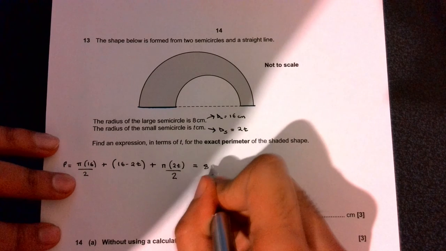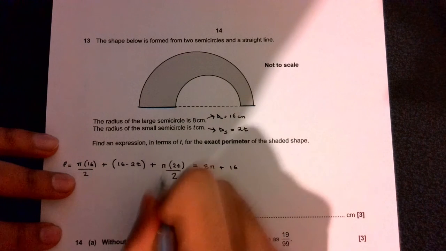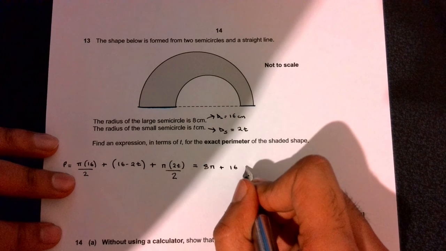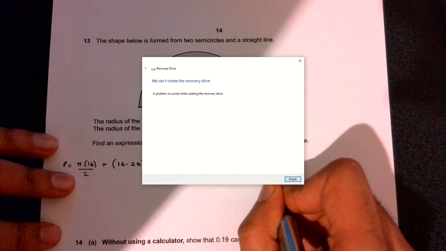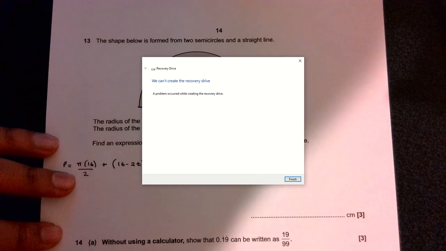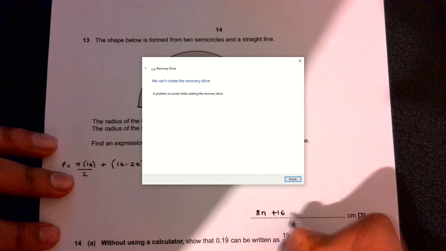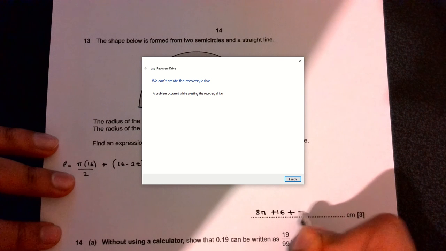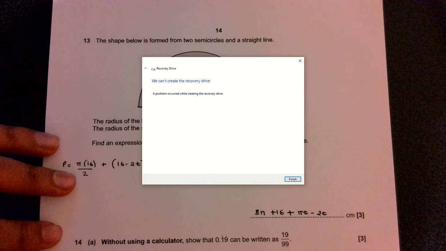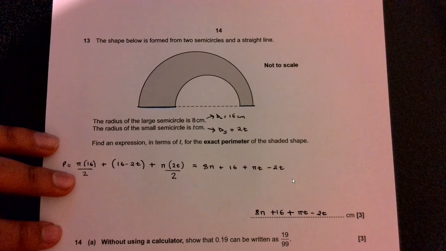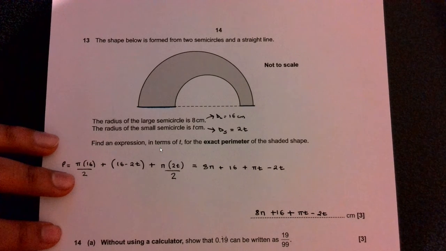So we have 8 pi plus 16. And in terms of t's, we have t pi minus 2t. Okay, so we have 8 pi plus 16 plus pi t minus 2t. Okay, just bear with me.